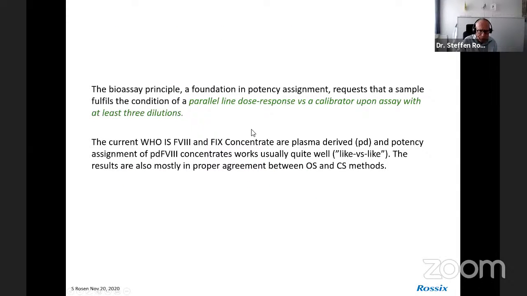And now to how these methods are used and some examples. Very importantly, the bioassay principle, which is a foundation in potency assignment, requests that the sample fulfills the condition of a parallel line dose response versus a calibrator upon assay with at least 3 dilutions. The current WHO standards are plasma-derived, and potency assignment of plasma-derived factor VIII concentrates works usually quite well because they fulfill the like versus like condition. And the results are also mostly in proper agreement between one-stage and chromogenic methods. I will show some examples here.